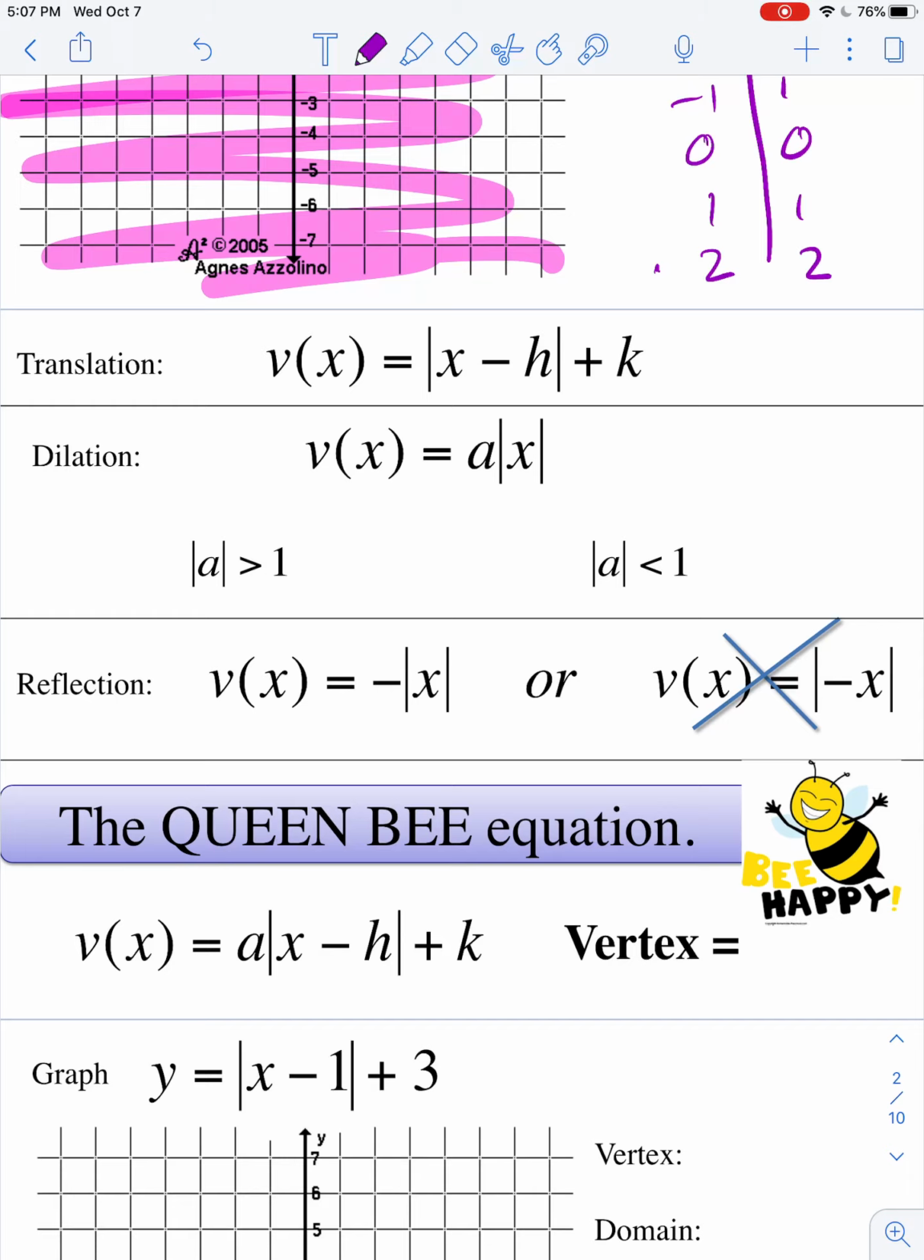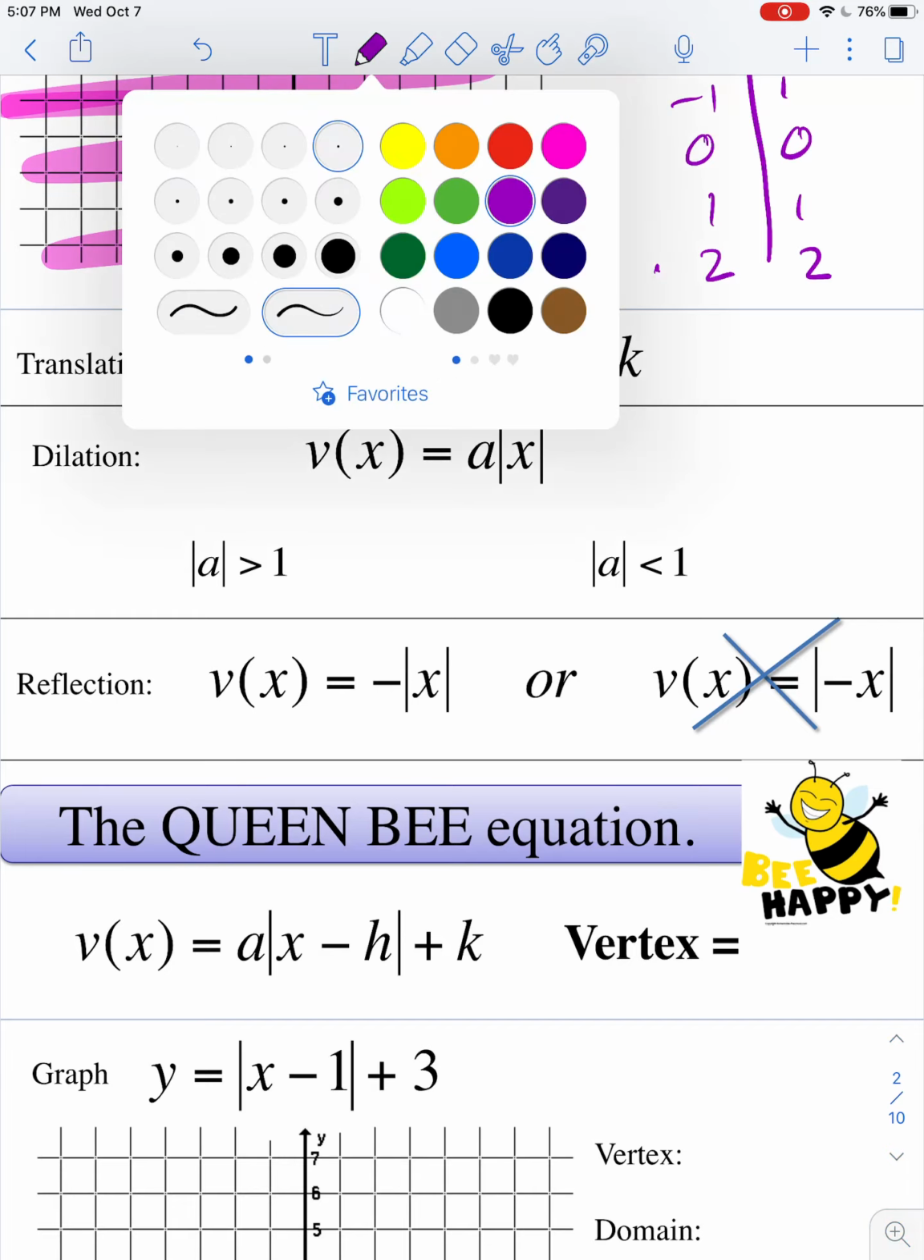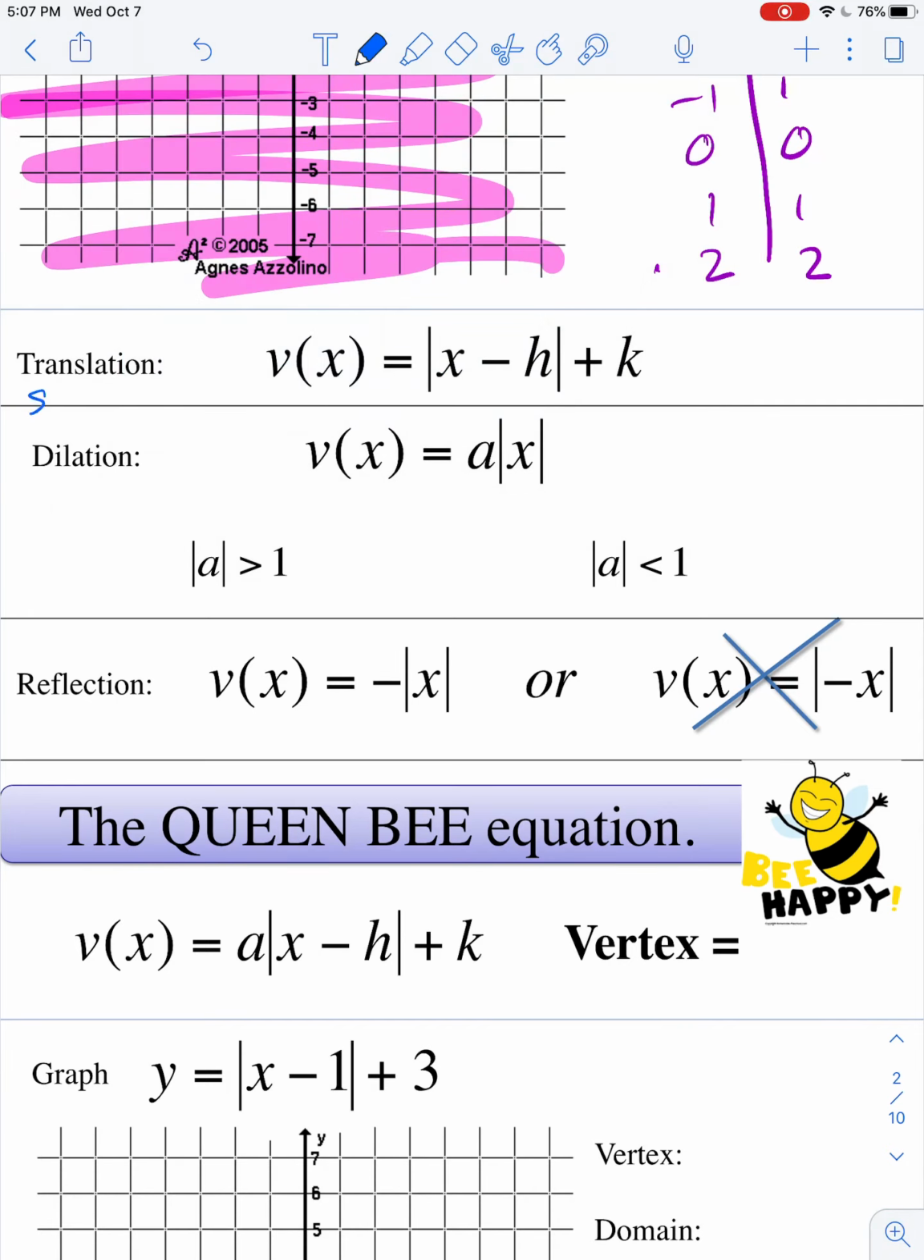So let's talk about the changes that can take place. We like fancy words here in mathematics land. So we like the word translation. Translation is really a slide. It's going to be moving it left, right, up, down. So what moves it left? What moves it to the right? What moves it up? What moves it down? What translates it around?